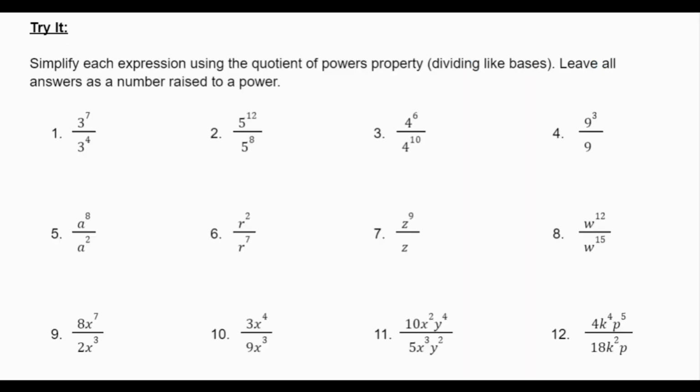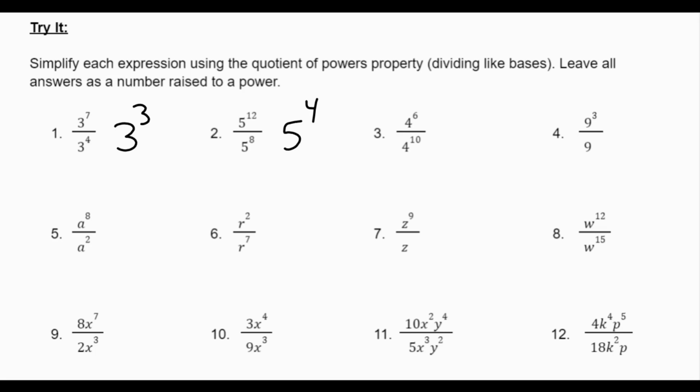Looking at a few examples, we're going to try these. Number 1, I have 3 to the 7th divided by 3 to the 4th. So I'm going to keep my bases the exact same and subtract their exponents. So 3 to the 7th divided by 3 to the 4th, I would have 7 3's in my numerator, 4 3's in my denominator. If I were to cross these off, I would be left with 3 3's in my numerator. So this is 3 to the 3rd power because 7 minus 4 is 3. Number 2, 5 to the 12th divided by 5 to the 8th is 5 to the 4th. 12 minus 8 is 4.